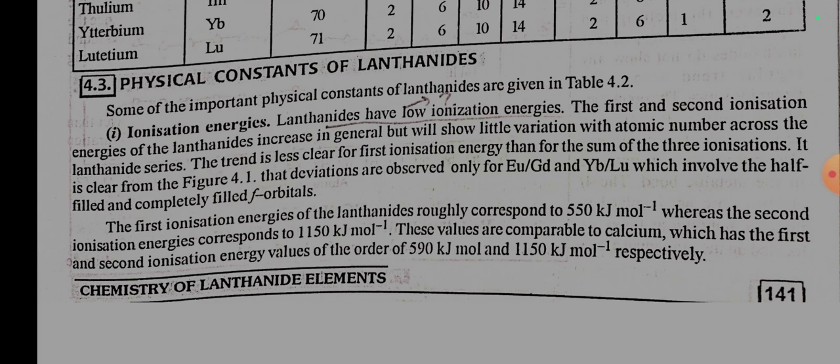Number 1, ionization energies. Lanthanides have low ionization energies. The first ionization energies of the lanthanides increase in general but still show some variation with atomic number across the lanthanide series. The trend is less clear for the first ionization energy than for the sum of three ionizations. It is clear from figure 4.1 that deviations are observed only for Eu, Gd and Yb, Lu, which involve half-filled and completely filled 4f orbitals.